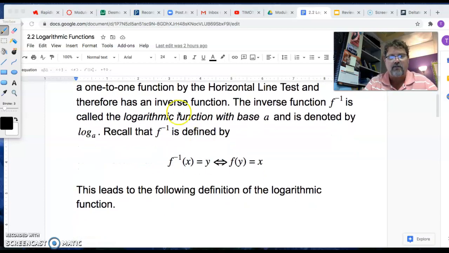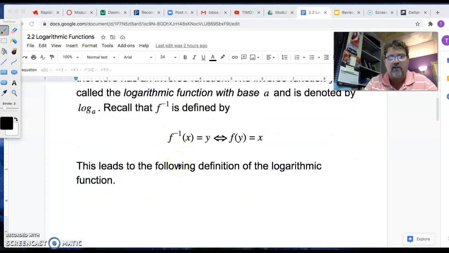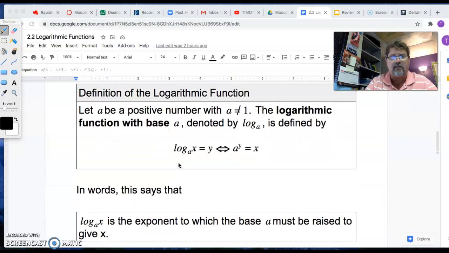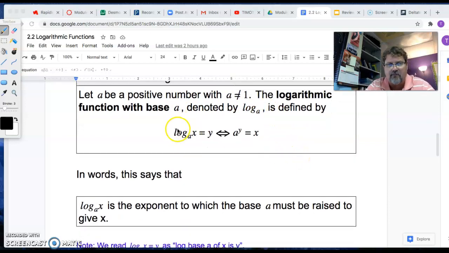And I don't want to get into too much more of the weeds with this. I want to come down and talk about the logarithmic function definition, because my videos get a little bit long if I get too wrapped up into that stuff. I want to show you how to use it and things like that. The definition of the logarithmic function says this: if a is a positive number, not 1, the logarithmic function base a, denoted by log base a, that's the way you say that, is defined by, and here's the definition: log base a of x is y if and only if a to the y is x. So that goes both ways.